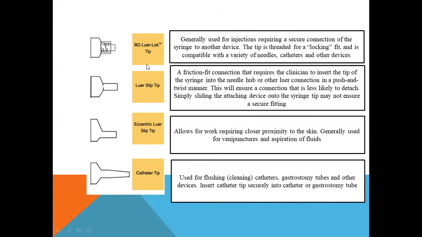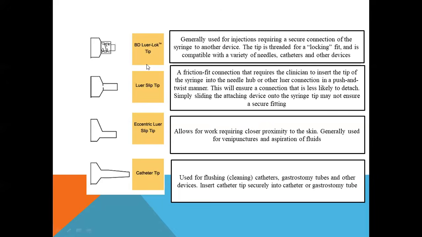The tip is threaded for a locking fit and it's compatible with a variety of needles, catheters, and other devices. Coming to the luer slip tip, it is a friction fit connection that requires a clinician to insert the tip of the syringe into the needle hub or other luer connection in a push and twist manner. This will ensure a connection that is less likely to detach. Simply sliding the attaching device onto the syringe tip may not ensure a secure fitting.